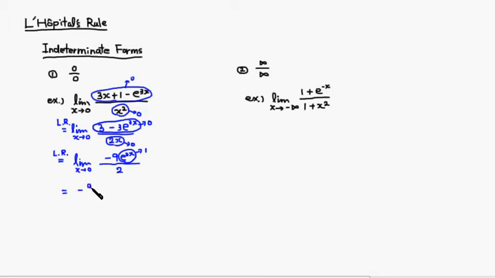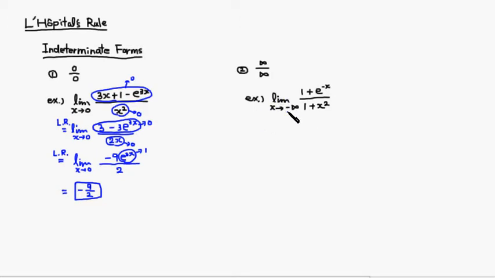So negative 9 over 2. That's how you apply L'Hopital's rule. Whenever you have 0 over 0 when you plug in, you get to take the derivative of the numerator and the denominator separately and do it again, until you get a number. Now let's look at another indeterminate form, infinity over infinity.